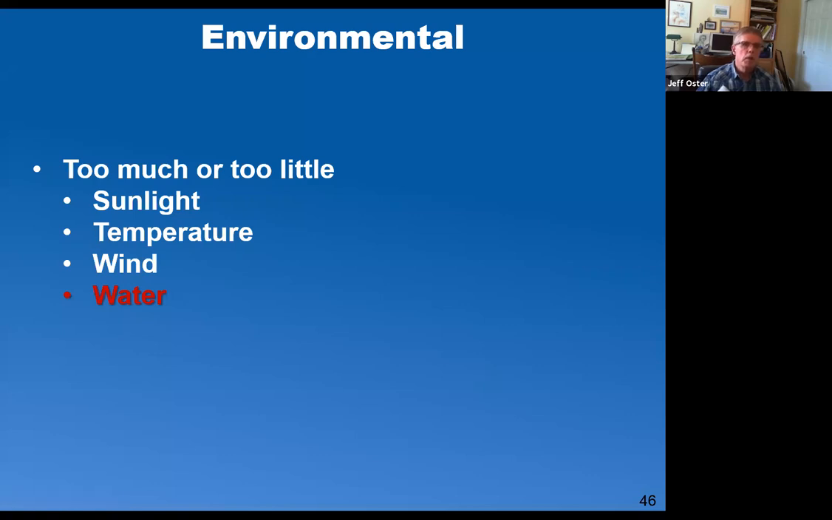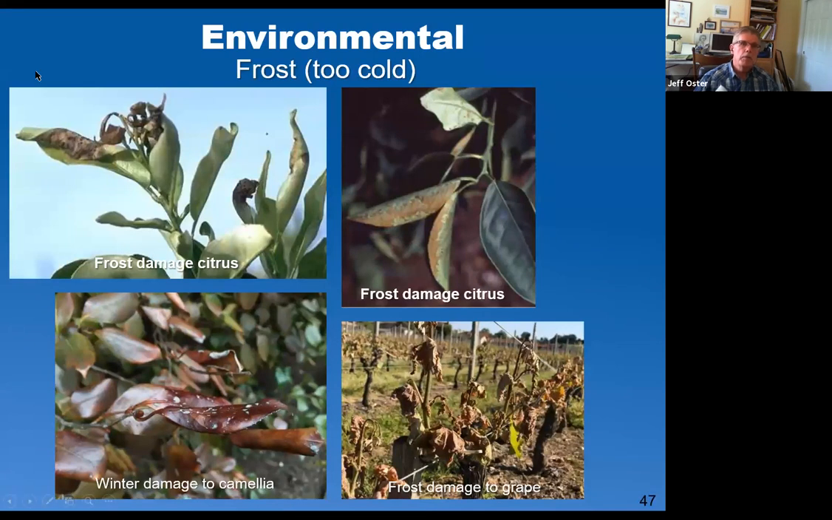Environmental disorders, too much or too little of any of these: sunlight, temperature, wind, and water. So water is one of the most prevalent things in the garden, one thing that you can control to a certain extent, that causes a lot of problems. And it may look like other problems like nutrient deficiency. If a plant is not well watered, it can't take nutrients up. If a plant is not well watered, it'll be susceptible to sunburn, and so on and so forth. So frost damage is too cold, too little temperature. Frequently you don't want to produce new growth on your plant late in the season, because frost will hit that selectively.